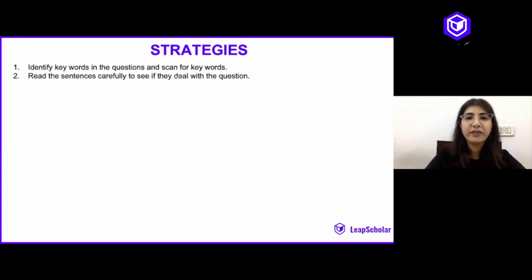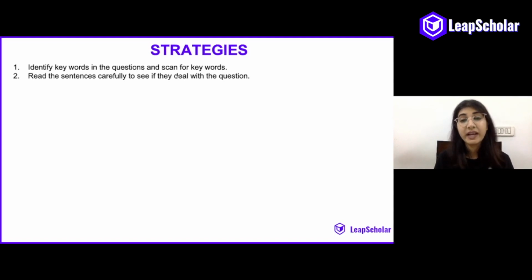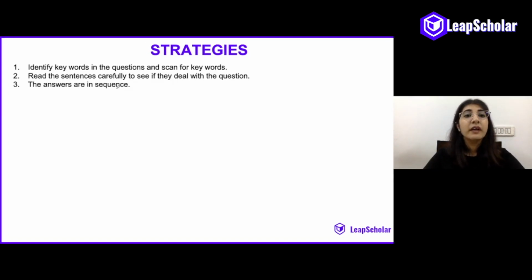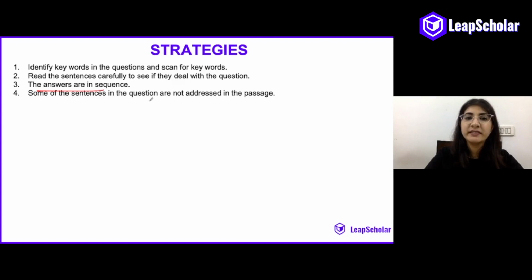Read the sentences carefully to see if they deal with the question. So what does that mean? You need to read the sentences carefully again after you found the keyword. Go back and read the sentence again and see, does this give exact information about the question? The answers are going to be in sequence. This is a major tip. So once you've found, let's say, the second and the fourth answer, the third answer is going to be in between these two. And some of the sentences in the question are not addressed in the passage. So when you have such a situation wherein the exact information is not being addressed, it means that the answer is not given.